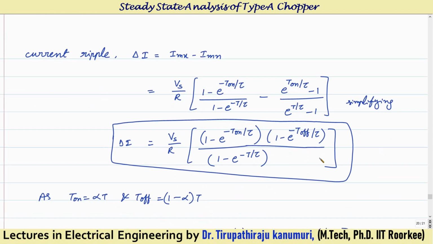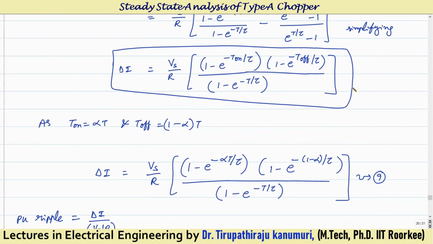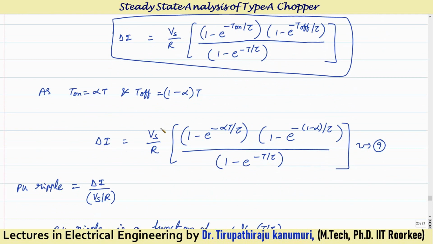When you simplify this, you will get it in this form: Vs by R into 1 minus e to the power of minus T on by tau, into 1 minus e to the power of minus T off by tau, divided by 1 minus e to the power of minus T by tau. I am just simplifying and have directly written the answer, because mainly you need the procedure only, since you can easily solve it in the exam accordingly.